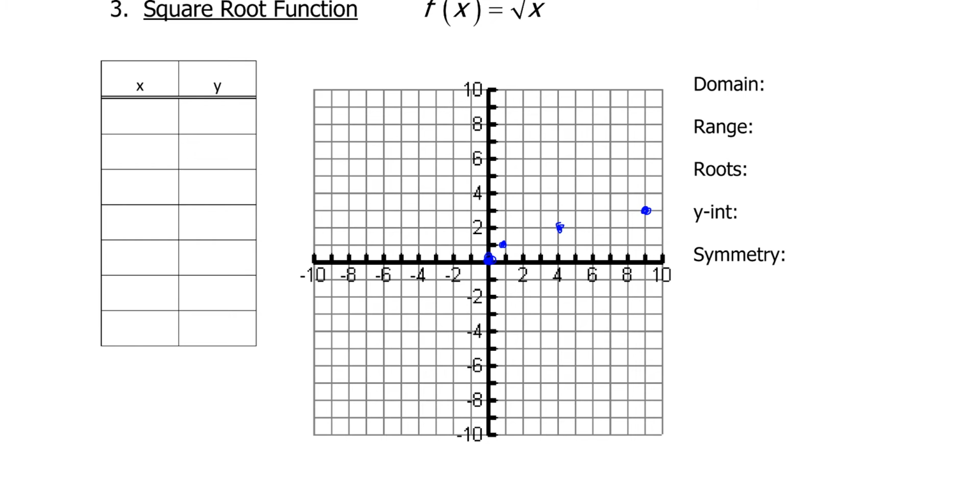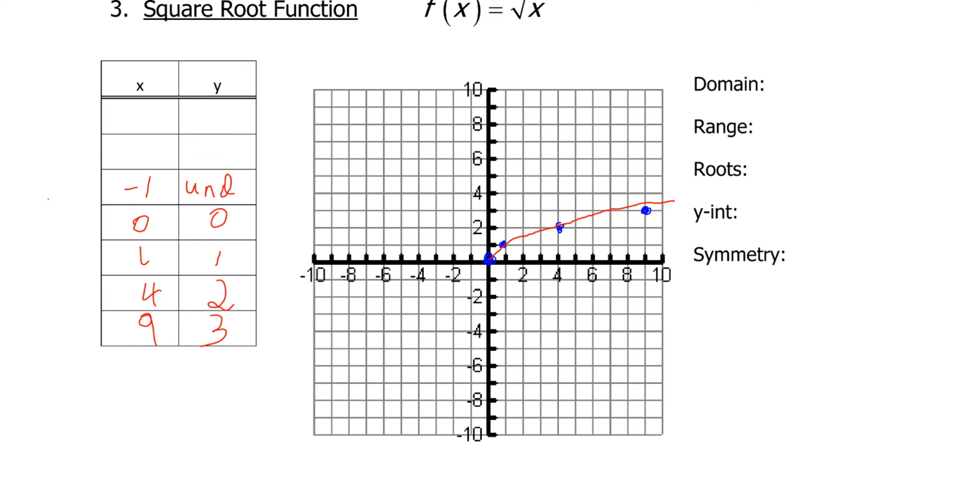Okay? And it's going to kind of arc up into the right. Like that. So we're going to start off at 0, 0. And then we're going to go 1, 1, 4, 2, and 9, 3. Okay? Negative 1 is going to be undefined.